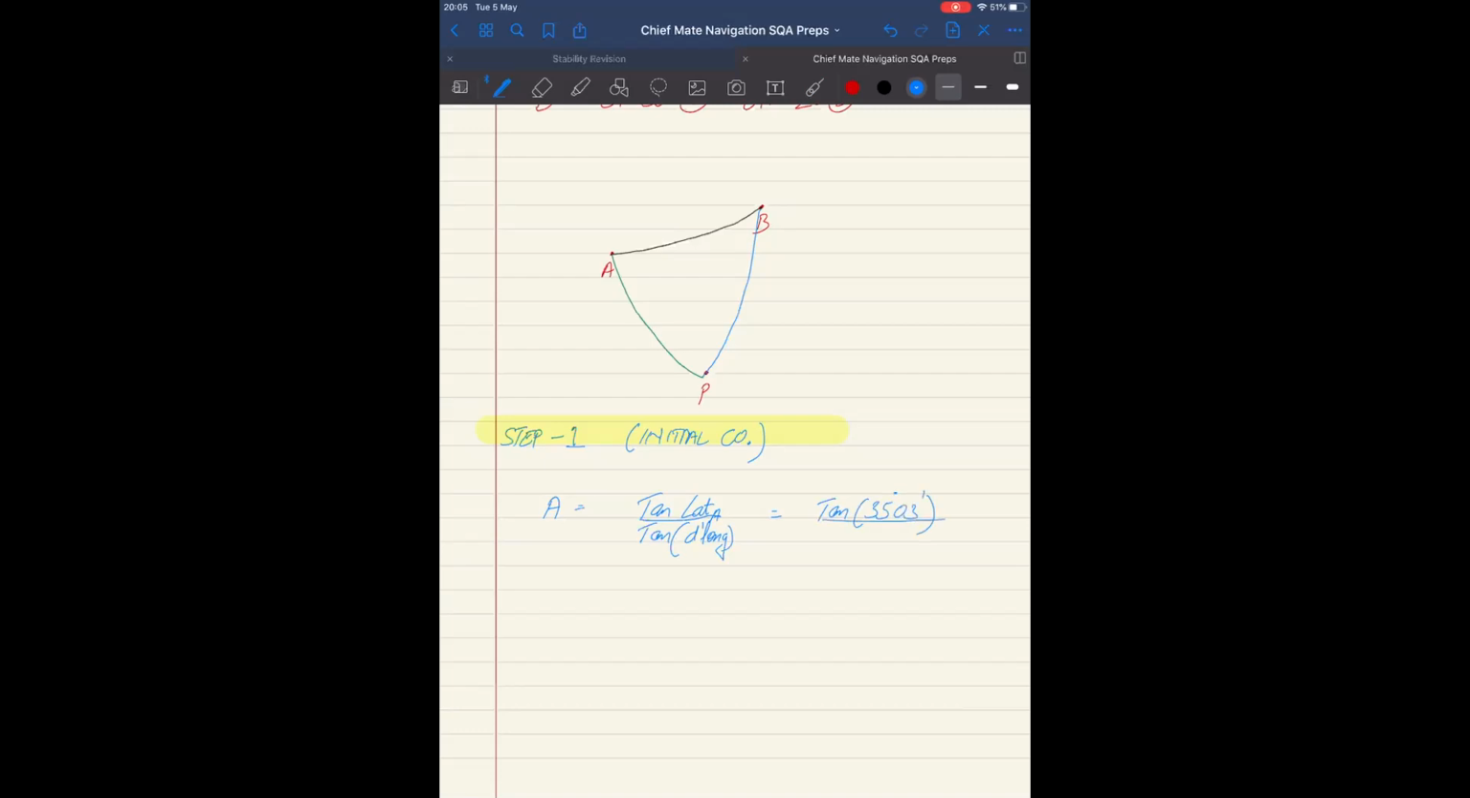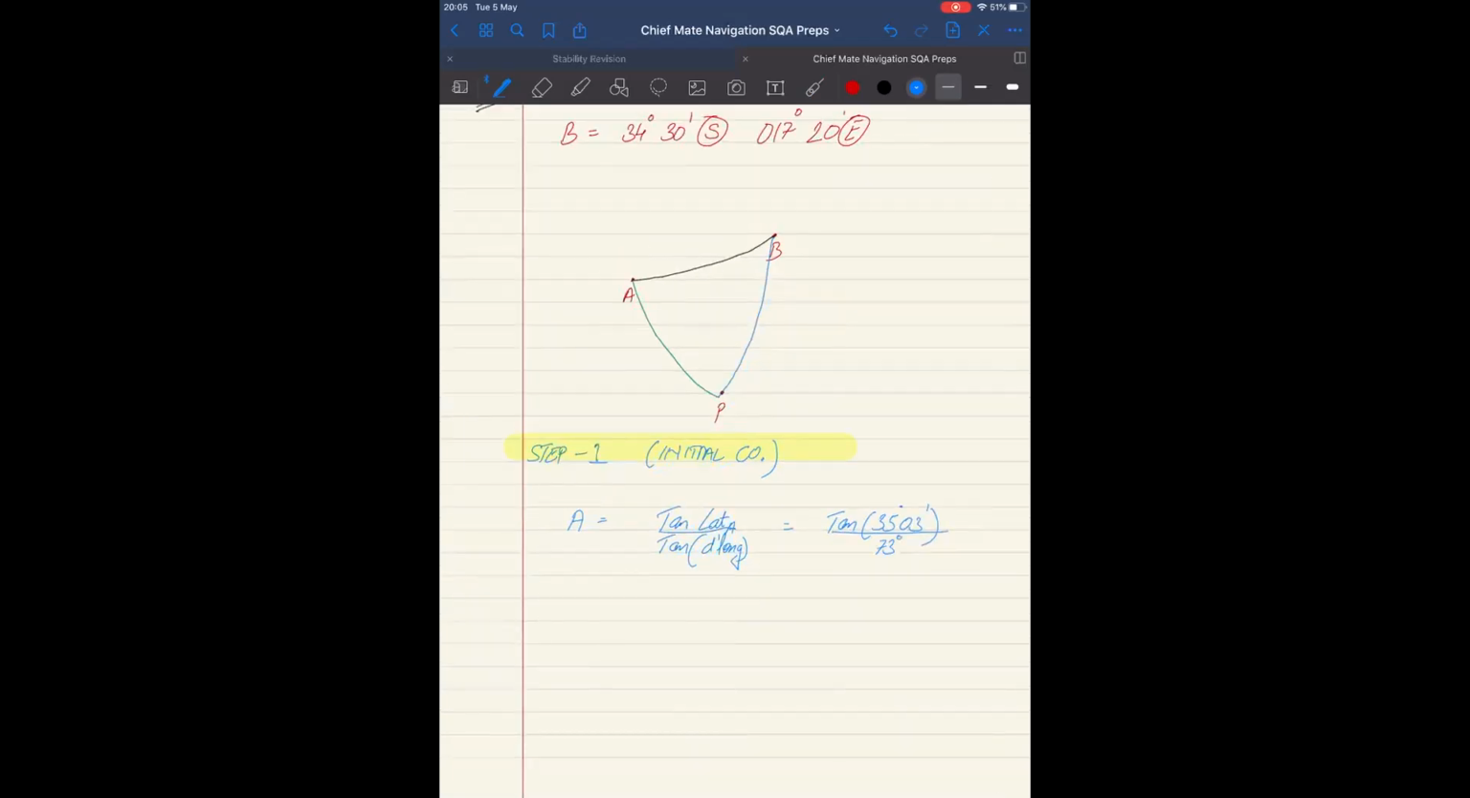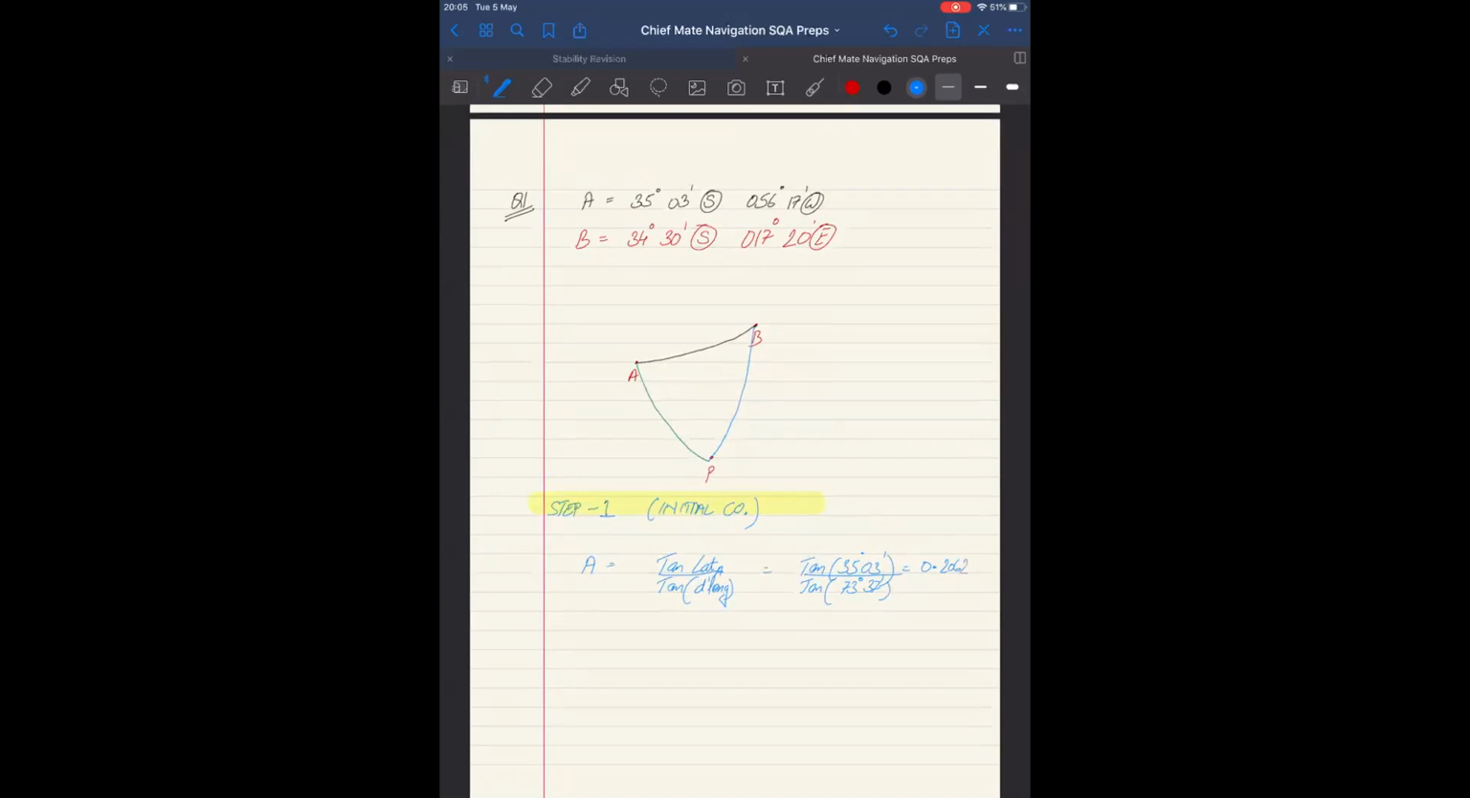And my D long was 56 degrees 17 minutes plus 17 degrees 20 minutes, which is 73 degrees 37 minutes, which will give me an answer of tan of 35 degrees 3 minutes divided by tan of 73 degrees 37 minutes, a value of 0.20624.